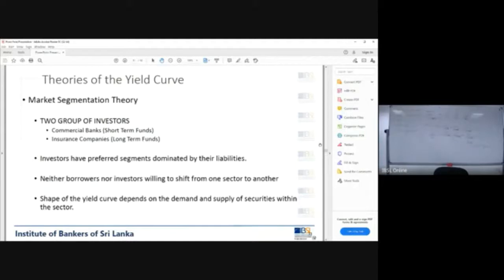The maximum tenor of an asset that the bank will have is usually about 10, 15 years, maybe maximum 20. Whereas insurance companies will have longer liabilities, right? Because most of the life policies will be running for very long term, maybe 20, 30 years. Investors have preferred segments dominated by their liabilities.